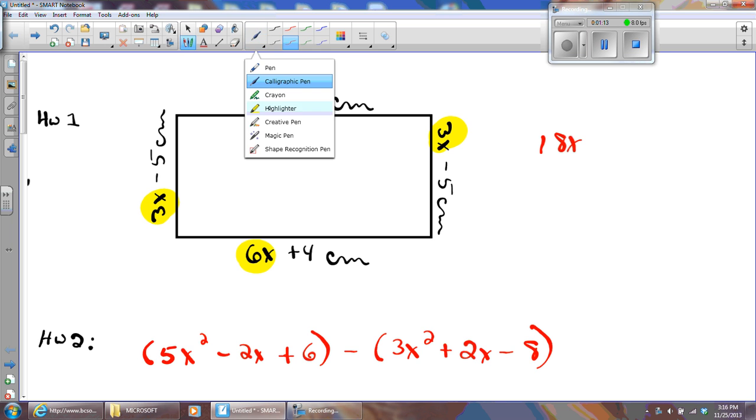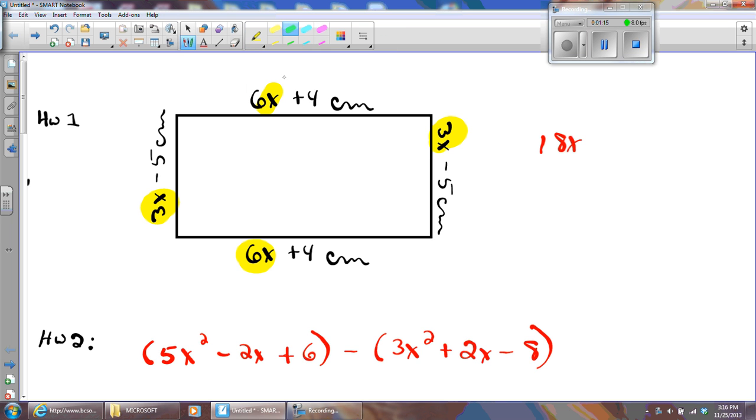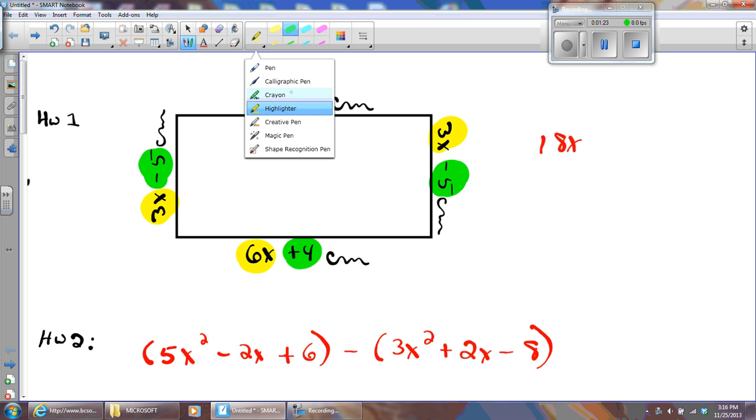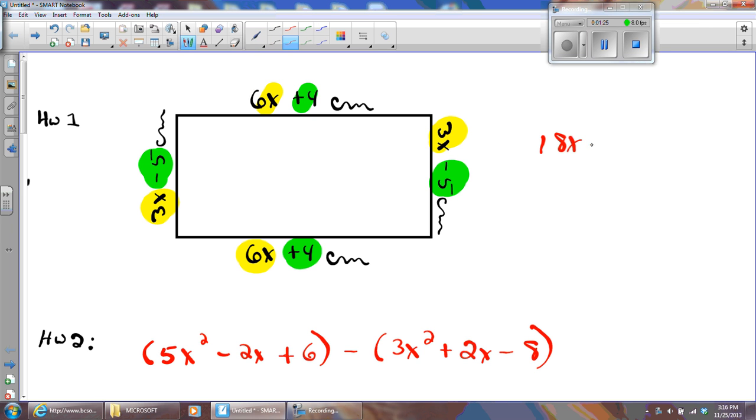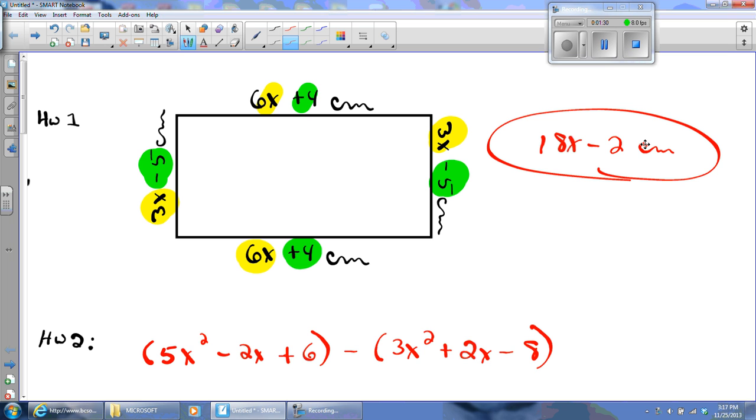All right, now I'll count my constants. I've got a positive 4 and a minus 5. Well, that's a negative 1. And a positive 4 and a minus 5. That's another negative 1. So I have a negative 2. And then it's in centimeters. Bam, I'm done. What's hard about that? We're just combining like terms. Count your x's, count your constants.